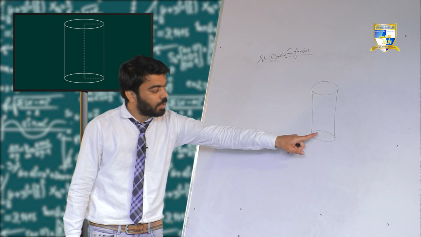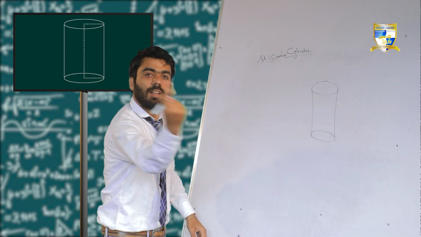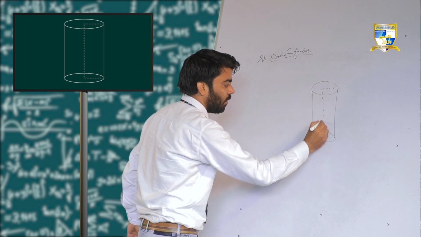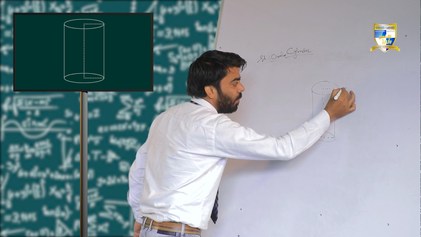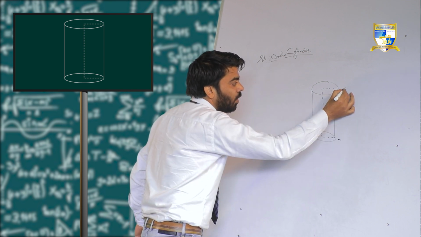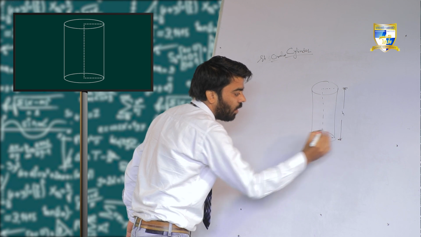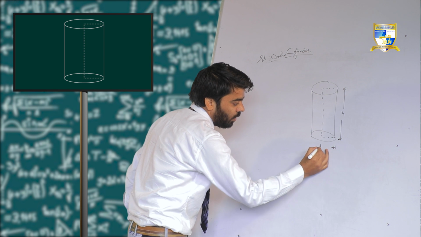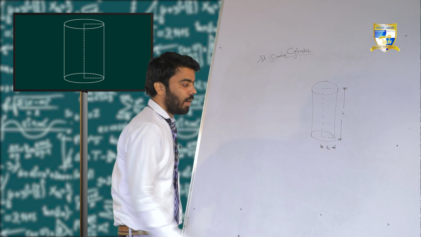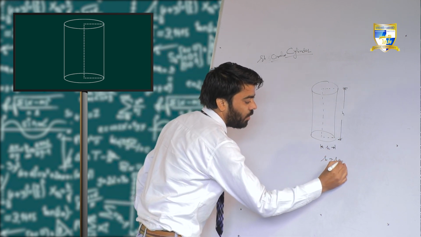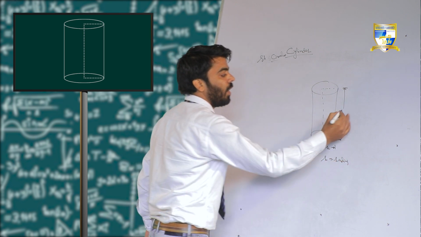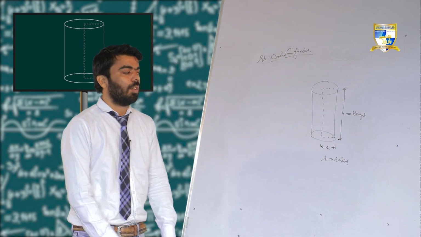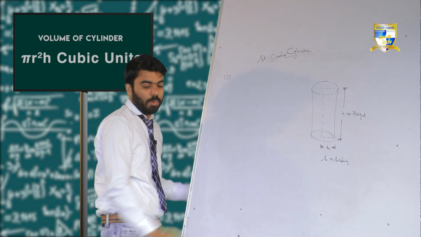Bottom circle, top circle, and the curved surface. From this point, this is known as the height, denoted by h, and from this point to this point, this is known as the radius, denoted by the small r, and h is its height. Am I clear? So the first formula, we just have to memorize.